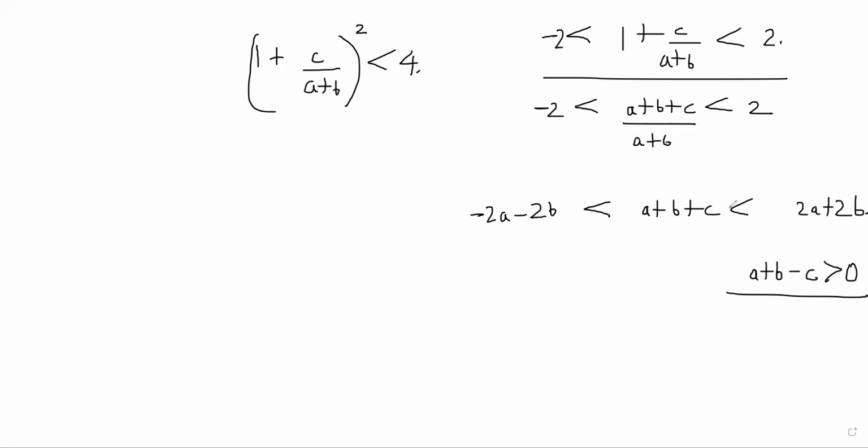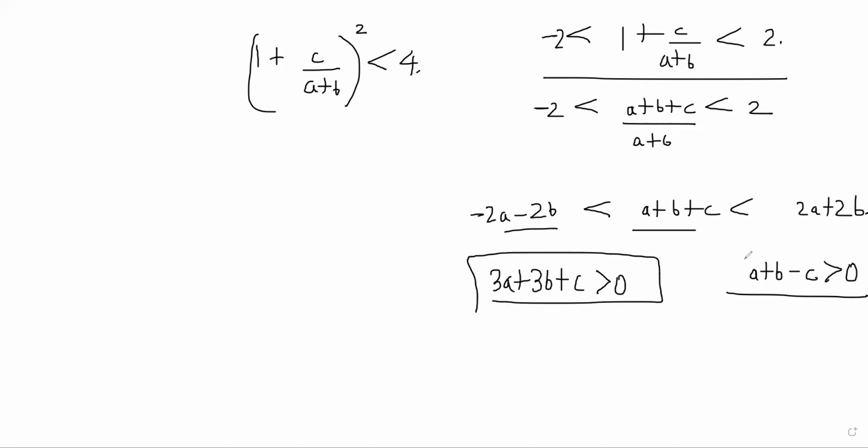Why is it even a condition? Or you'll get this. We'll also get 3a plus 3b plus c is greater than 0. Every condition seems obvious. It's always going to happen. What is the answer saying? So the answer says A and C. A plus c minus b.